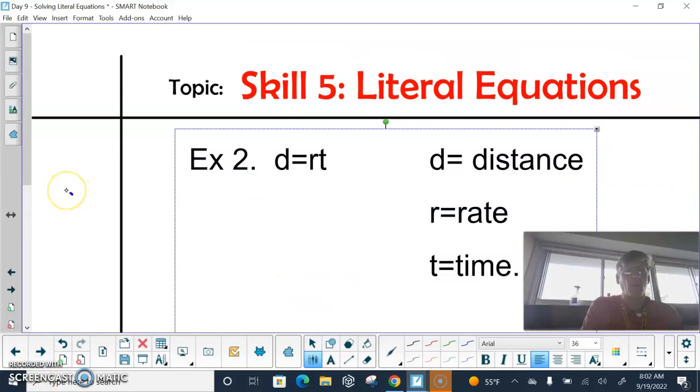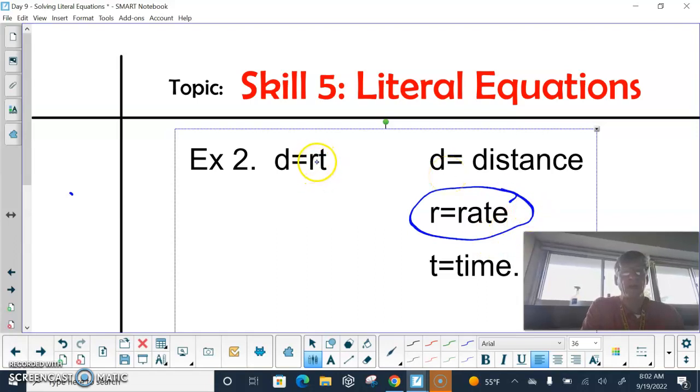Here's another common one. Distance formula. Distance equals rate times time. Rate is how fast you're going. Time is how long you're going. If you multiply those two, it'll tell you the distance. Well, let's say I want to know the rate, how fast somebody is going. I'm trying to find the rate, so I want r by itself.